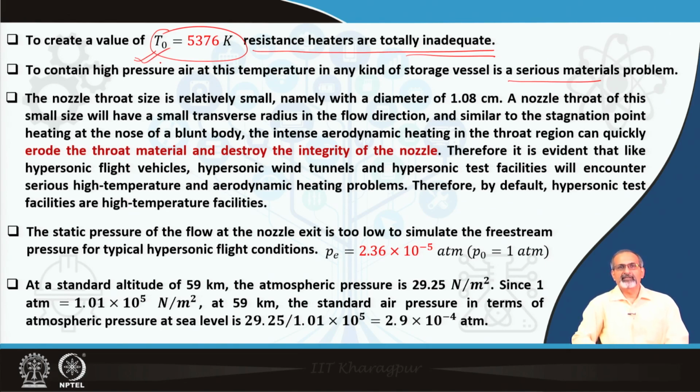The nozzle throat size is relatively small. A nozzle throat of this small size will have a small transverse radius in the flow direction, and similar to the stagnation point heating at the nose of a blunt body, intense aerodynamic heating in the throat region can quickly erode the throat material and even destroy the integrity of the nozzle. So, we have an enormous aerodynamic heating coming up in such small throats, where a heating problem similar to stagnation point heating at the nose of blunt bodies does occur.